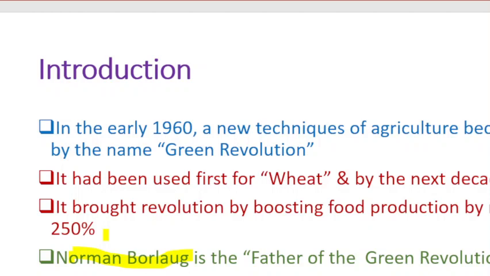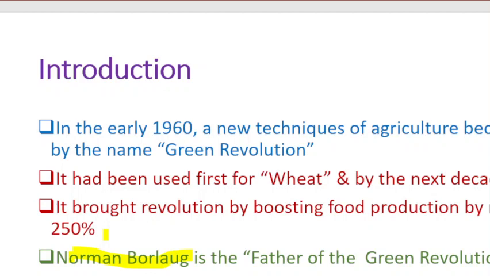And in India, who is the father of green revolution? It is M.S. Swaminathan. What is the full form? As you can read here, Mankombu Sambashivan Swaminathan. It is also important from your general knowledge point of view.